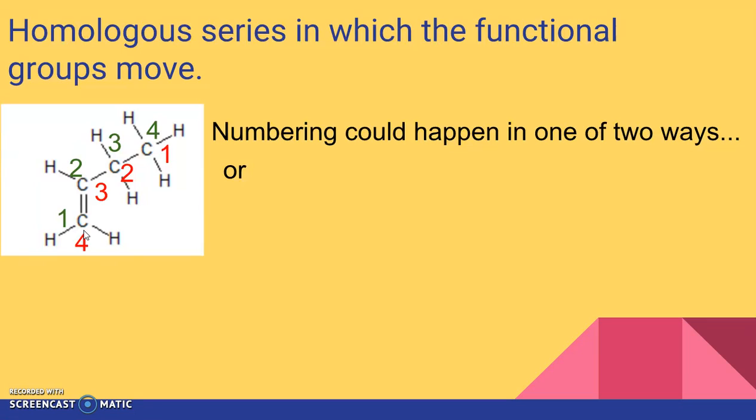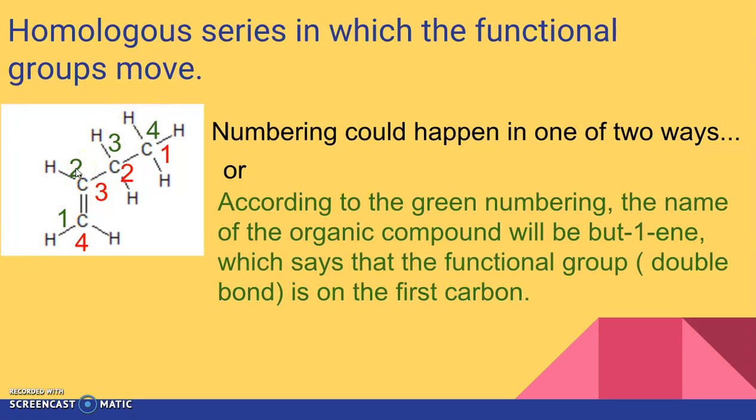We had to decide on a correct way of numbering to make sure that all of us number in the same way. So the rule is going to be that the functional group must be as close as possible to the first carbon in the chain. If I look at my green numbering, it means that my functional group is going to be after carbon number 1. If I look at my red numbering, it means that my functional group is going to be after carbon number 3. Therefore, I know that the correct numbering is going to be the green numbering.